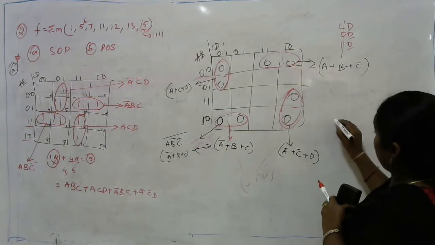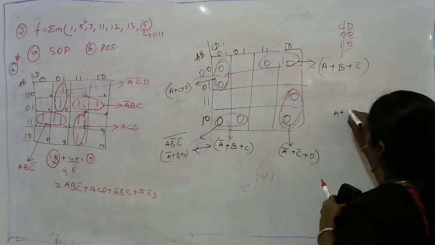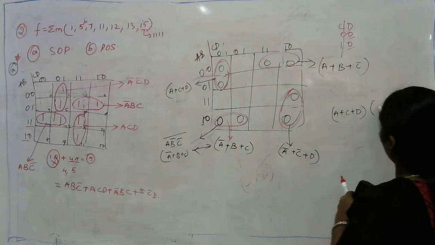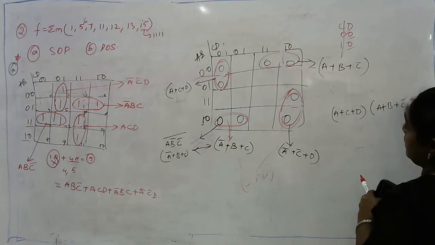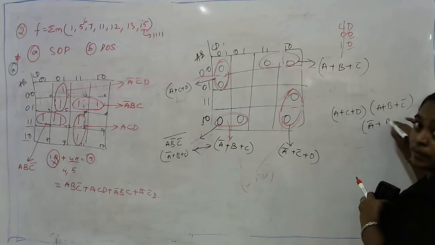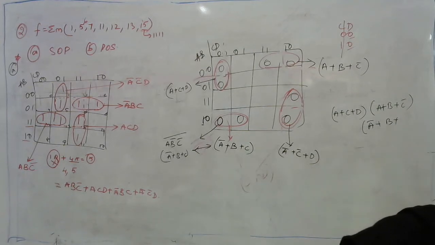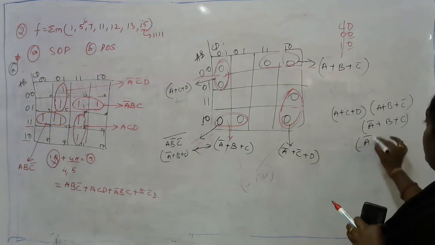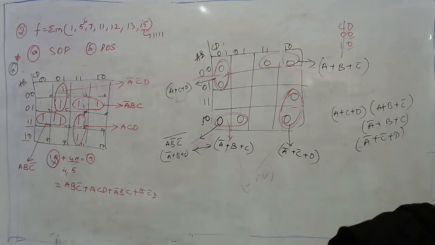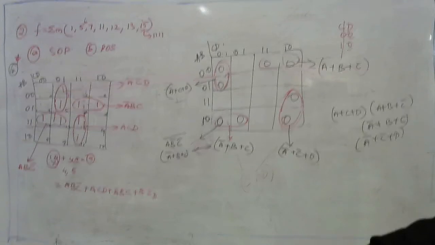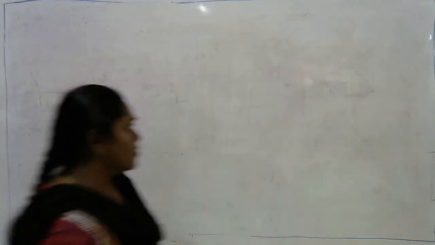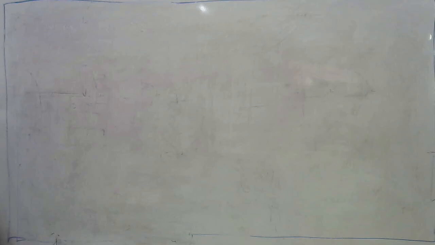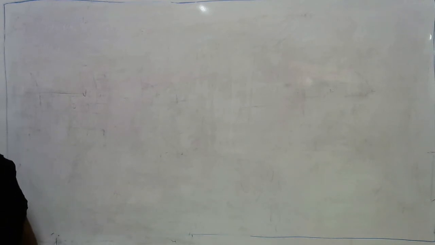So the overall POS minimized expression is A plus C plus D into A plus B plus C bar into A bar plus B plus C into A bar plus C bar plus D. This is the overall minimized expression. So this is how to write down, whether it is a POS or an SOP expression, the simplification using a K-map.